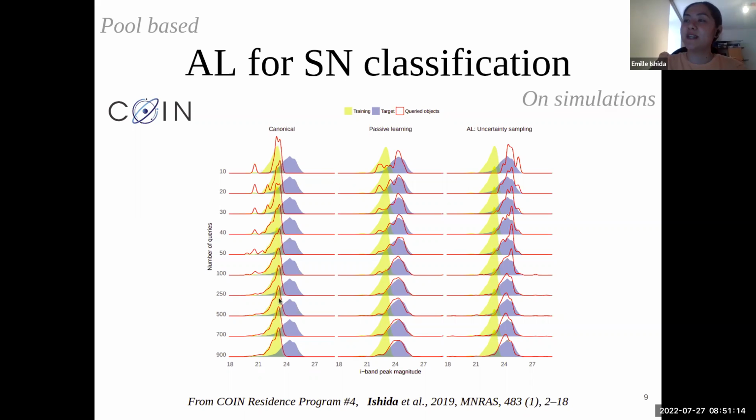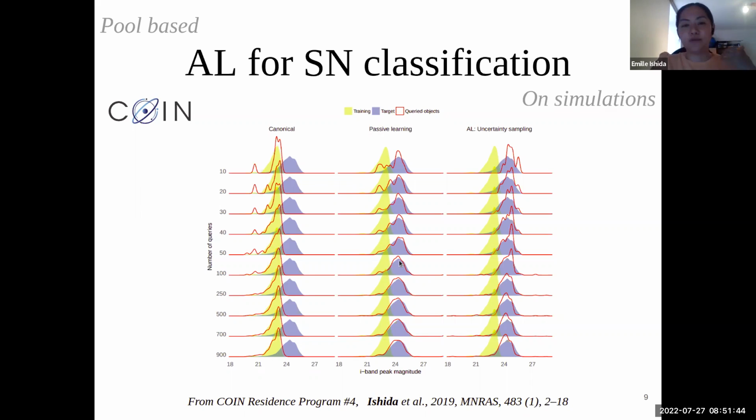But you see that as you evolve through the iterations, in the end, the red curve becomes much more similar to one distribution or the other, depending on the learning strategy that you choose. So if you keep doing what you are doing right now, like keep asking for things that are close to type 1As, you will actually end up with a very similar training sample to what you have right now.